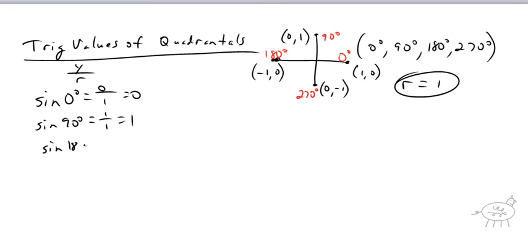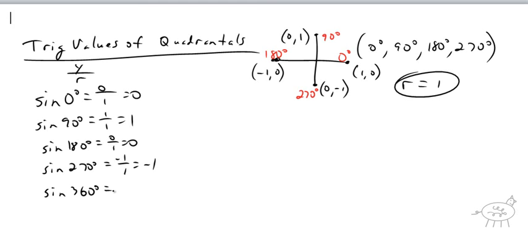Sine of 180 degrees is 0 over 1, which is 0. And sine of 270 degrees is negative 1 over 1, which is negative 1. Now, if I keep going here, math fans, I'm just going to do it here. Sine of 360, it goes back to 0. I want to make a point here.